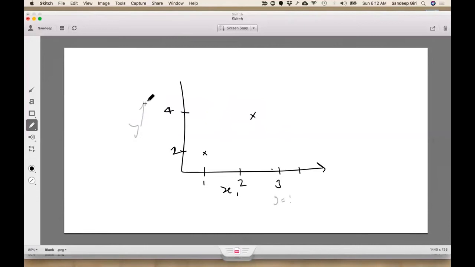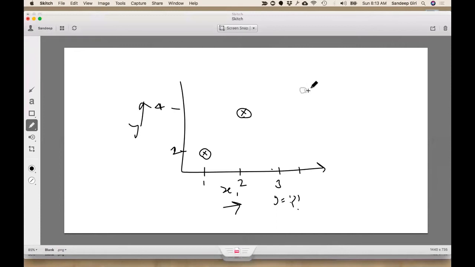Let's say this is our y, this is our x, and for x1 we have 2 as y. For x2 we have 4. Now what will be the value at x equals 3? 6, right? For x is 1, the y was 2. For x is 2, y was 4, and so on. Correct?